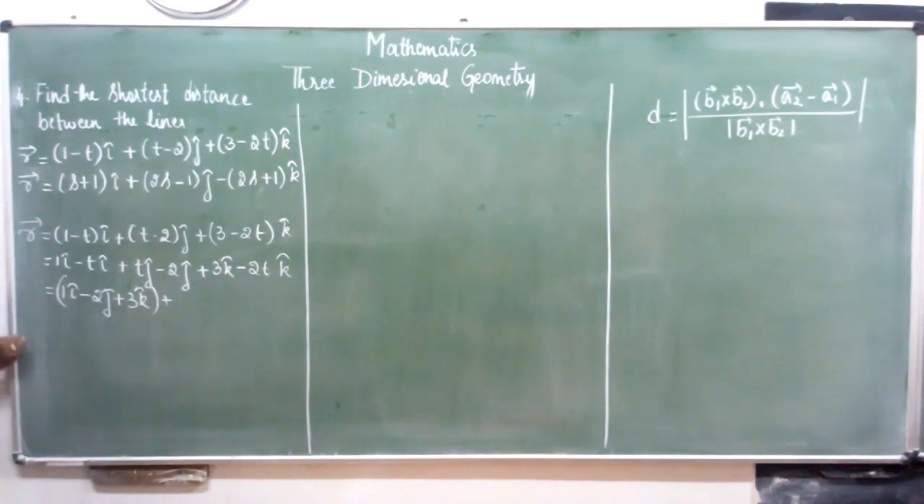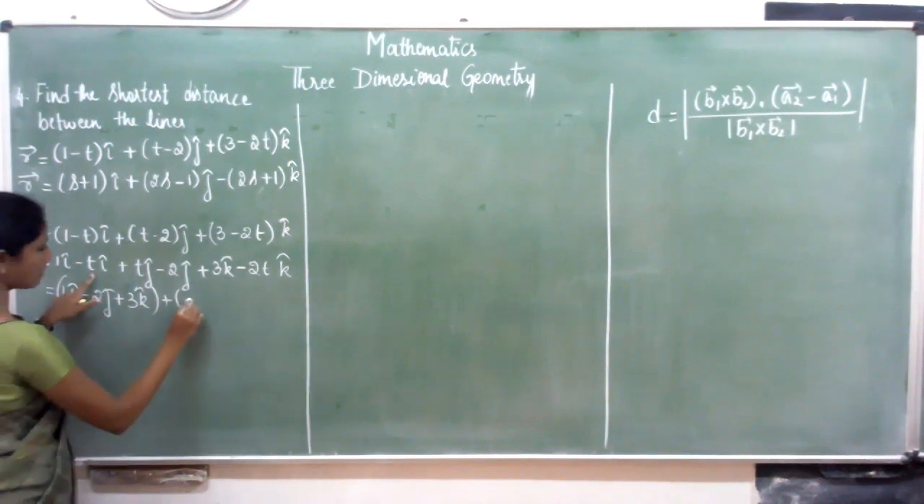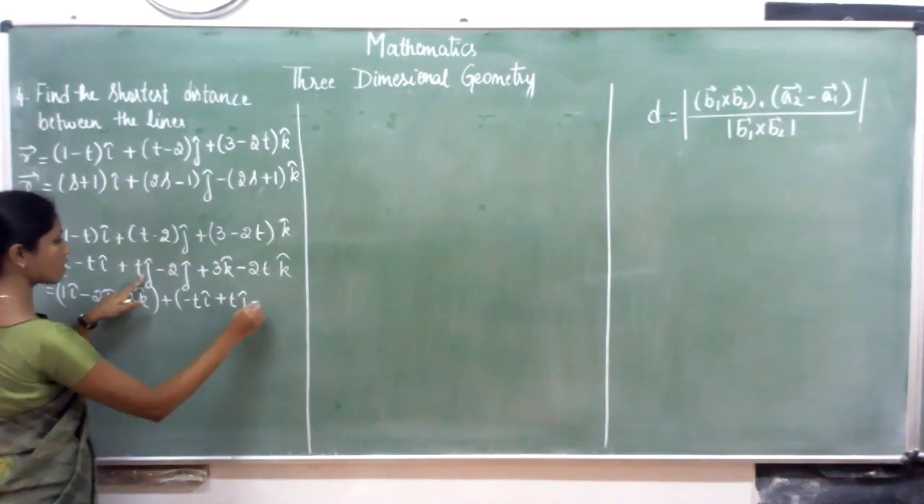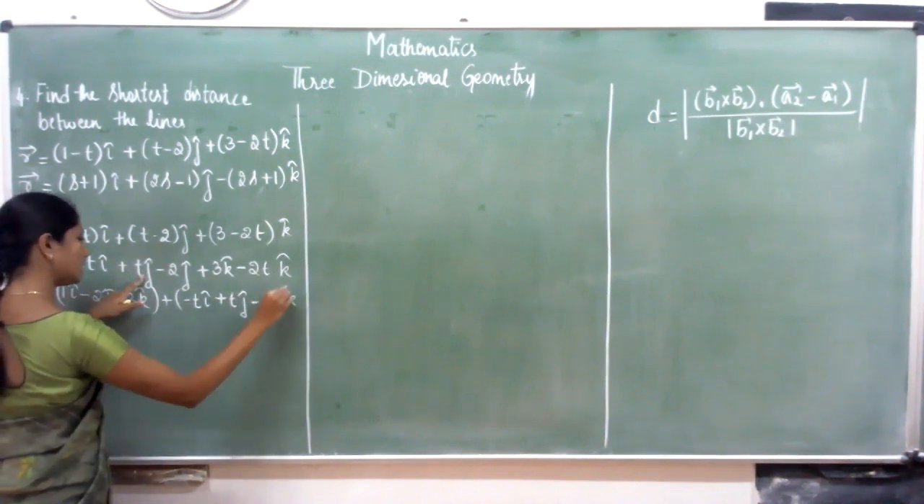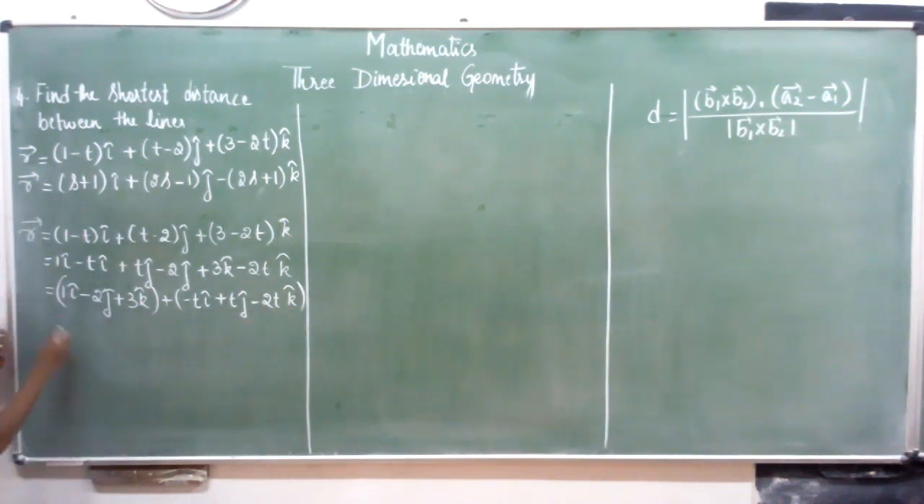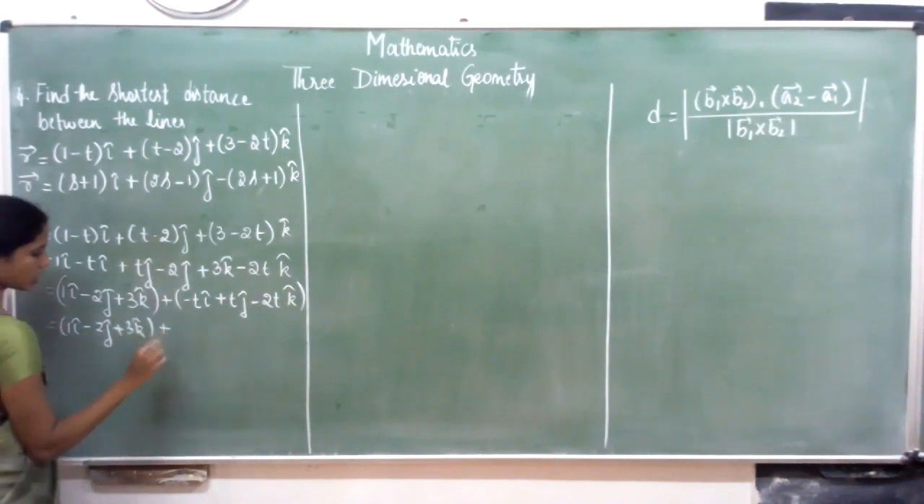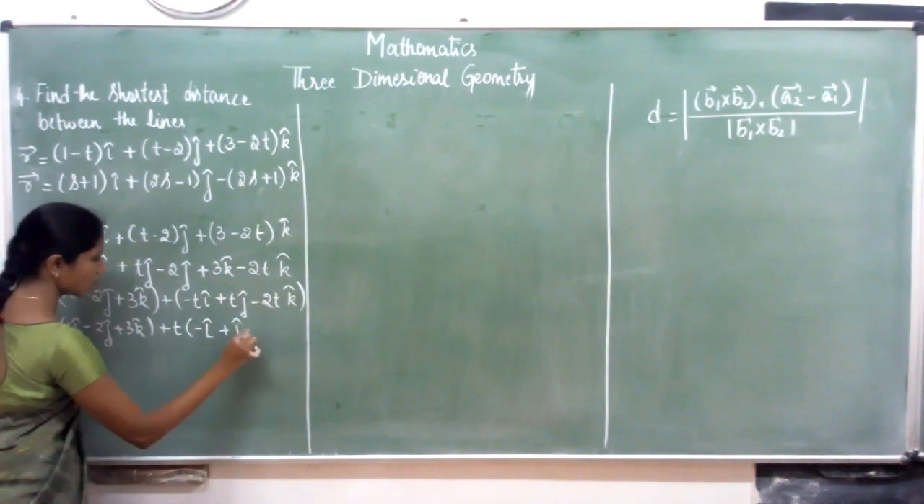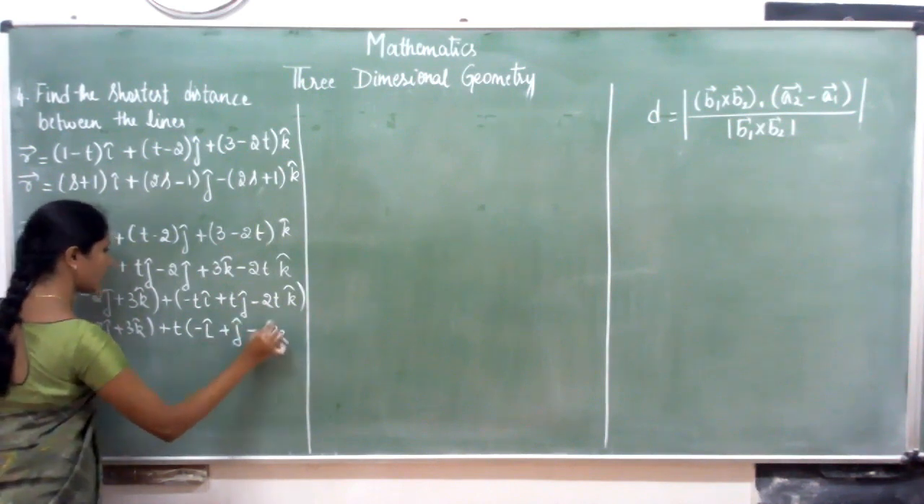Plus, next let us group the terms which contain t. So we have minus t i cap plus t j cap minus 2t k cap. From these terms I can take t common. So we get t times (1 i cap minus 2 j cap plus 3 k cap) plus, if I take t common, I'll get (minus 1 i cap plus j cap minus 2 k cap).